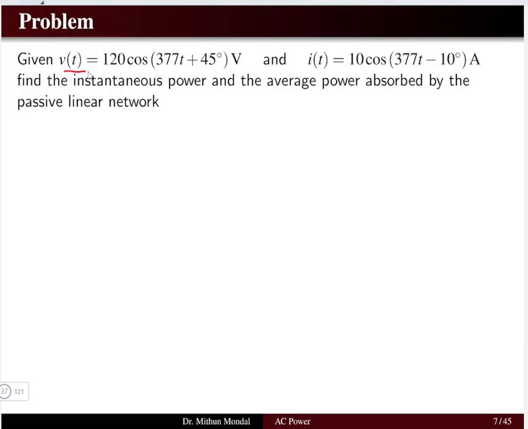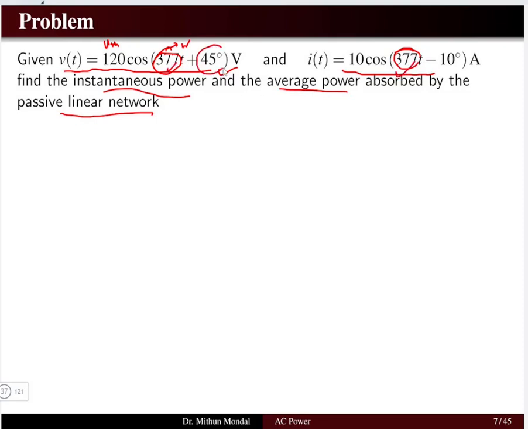Given a voltage equation which is instantaneous and the current equation is also instantaneous, find the instantaneous power and the average power absorbed by the passive linear network. So you see that in the equation, 120 is basically Vm, and omega is basically 377. So omega remains the same for the voltage and the current. So 377 and 377 here indicate omega, because the first thing that we need to know is whether the frequency is constant or not. If the frequency is not constant, you will not be able to compute the instantaneous power. So here, since the frequency is constant, we can go with it.